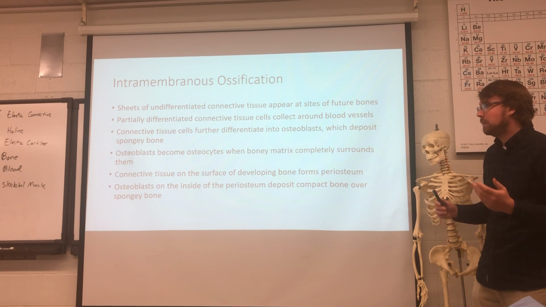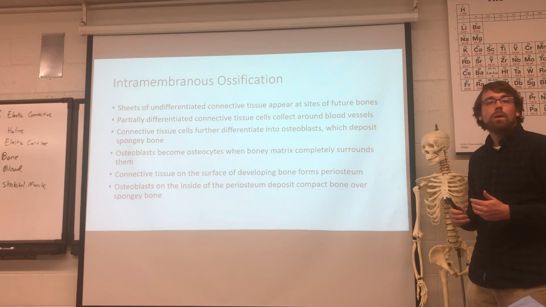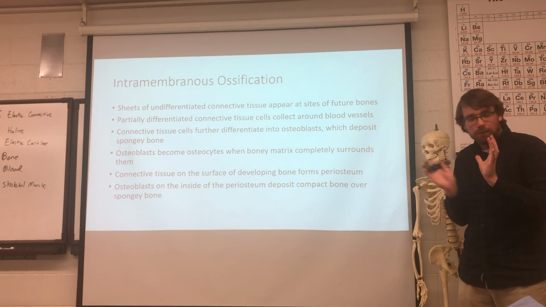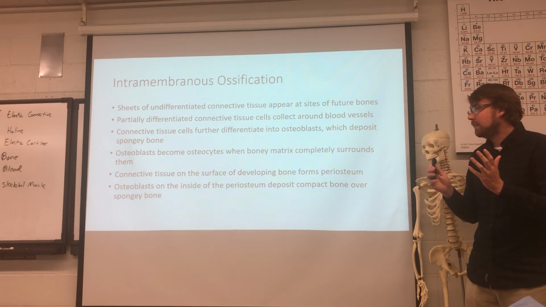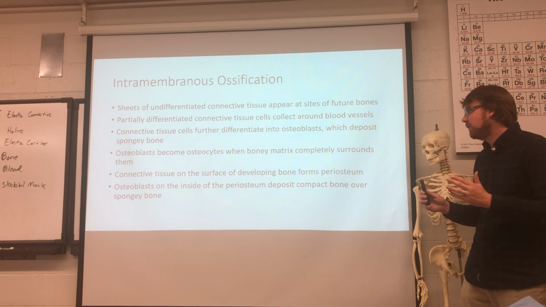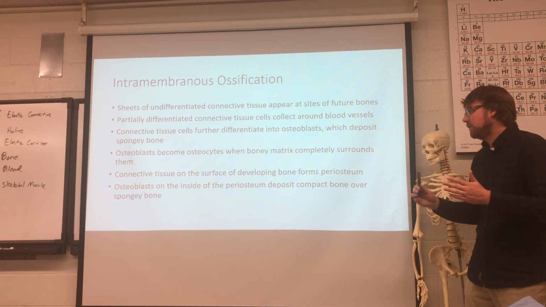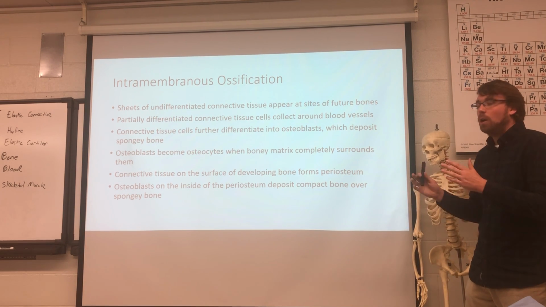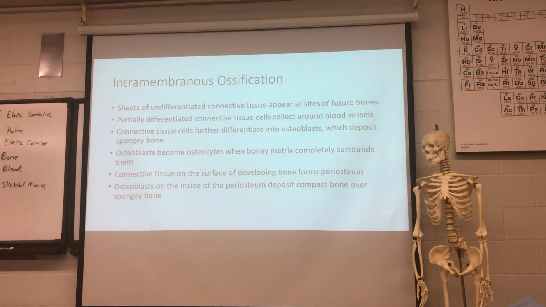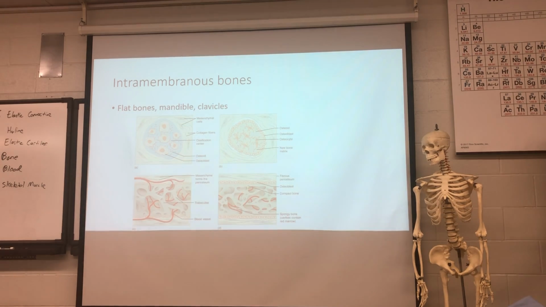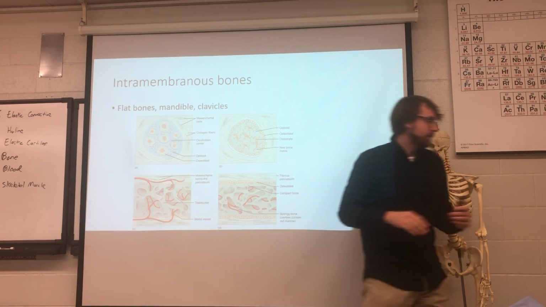So the osteoblasts become osteocytes when bony matrix completely surrounds them. So when the osteoblast completely builds itself into calcium phosphate, it is then renamed an osteocyte. Connective tissue at the surface of the developing bone forms a periosteum. Then osteoblasts on the inside of the periosteum deposit compact bone over the spongy bone. So that leaves us with this sandwich where there's spongy bone, and compact bone on either side.